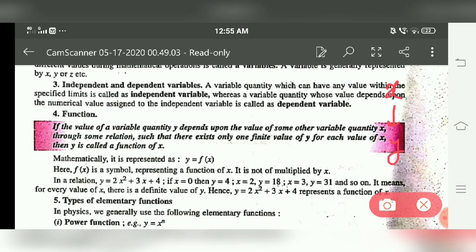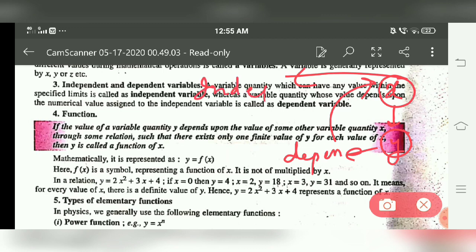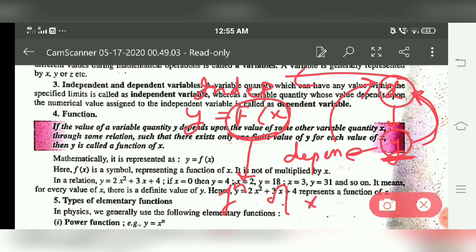What do we observe? For any particular value of x, we have a particular value of y. So y is a dependent variable on x, x is the independent variable. So we can also say y is a function of x. Y is a function of x means y varies according to x. So we can write y is equal to f of x. We call this function of x.